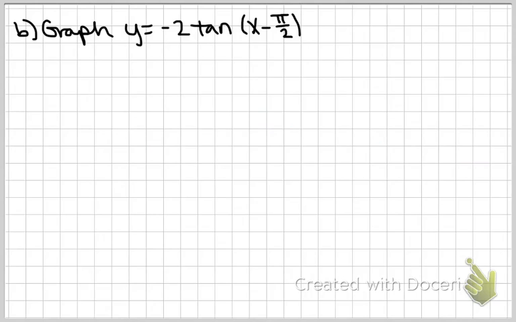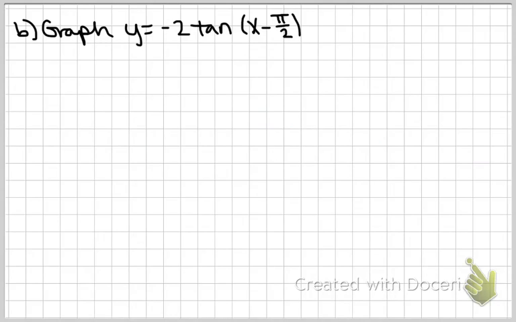Keep in mind that the A value, even though there is an A value there, it doesn't affect an amplitude just because the tangent doesn't have that max and min like a sine and cosine does, but we can still use that A value when graphing it. But the H and the K will still do the exact same thing with the tangent function as it did with a sine and cosine.